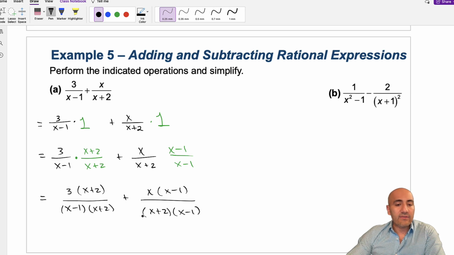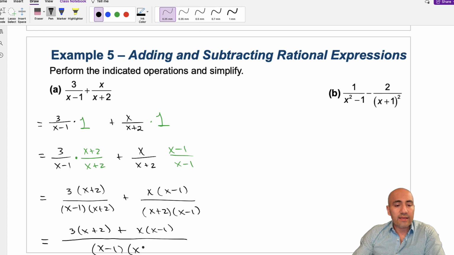Okay, so now they have the same denominator. Now we're allowed to combine them. And so this would be one big happy fraction. I'll expand it next. So this will become 3 times x plus 2 plus x times x minus 1 in the numerator. And now the denominator just has one copy of all that: x minus 1 times x plus 2.